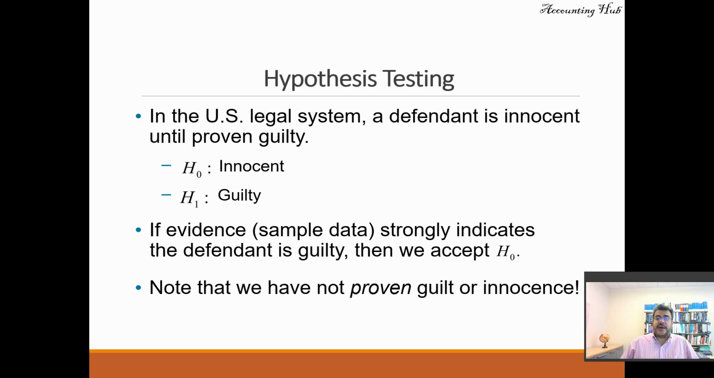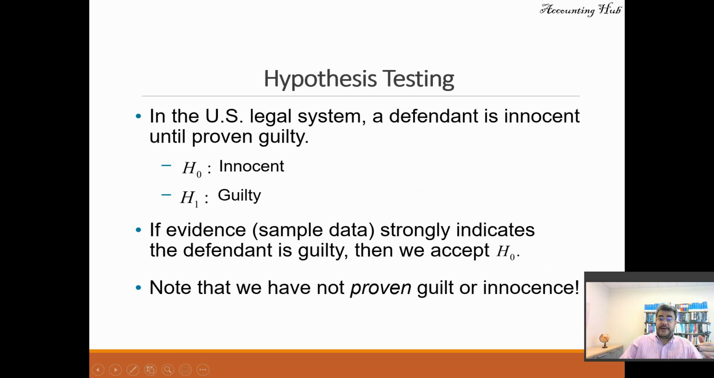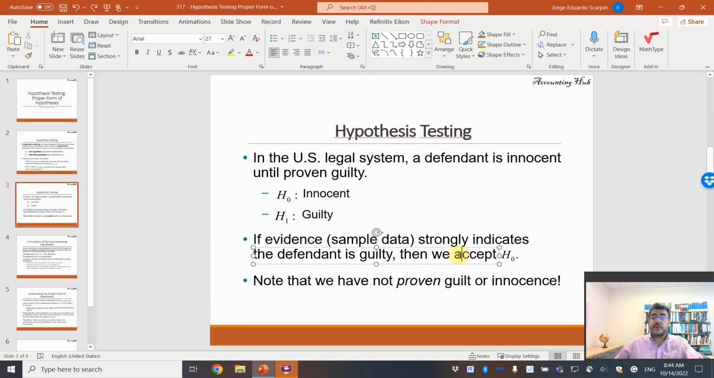For instance, in the US legal system, a defendant is innocent until proven guilty. So we have an H0, it's innocent. That is the standard, or the existing theory. The guy is innocent. Or we can reject it and then the defendant is guilty. So if evidence, sample data, strongly indicates the defendant is guilty, then we reject H0, not accept. We reject H0.